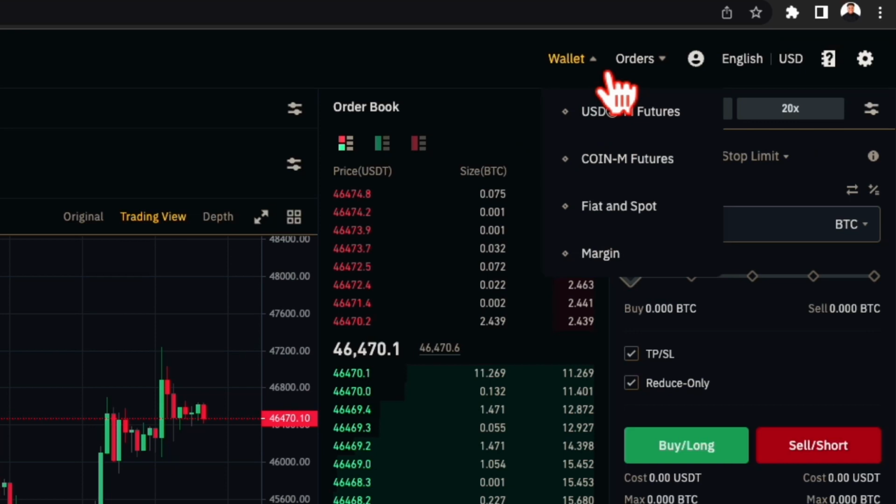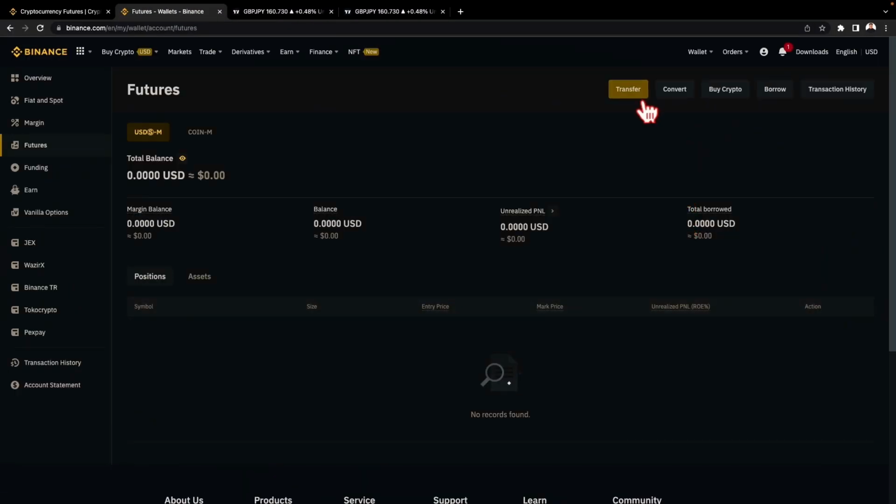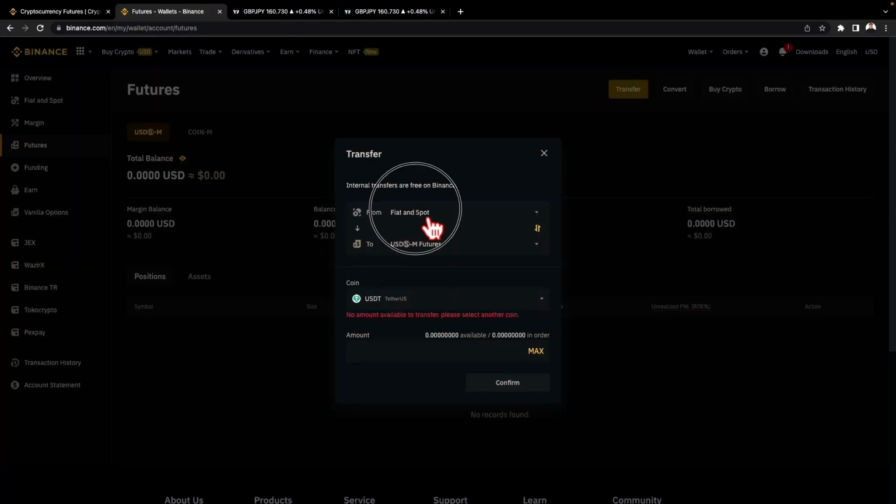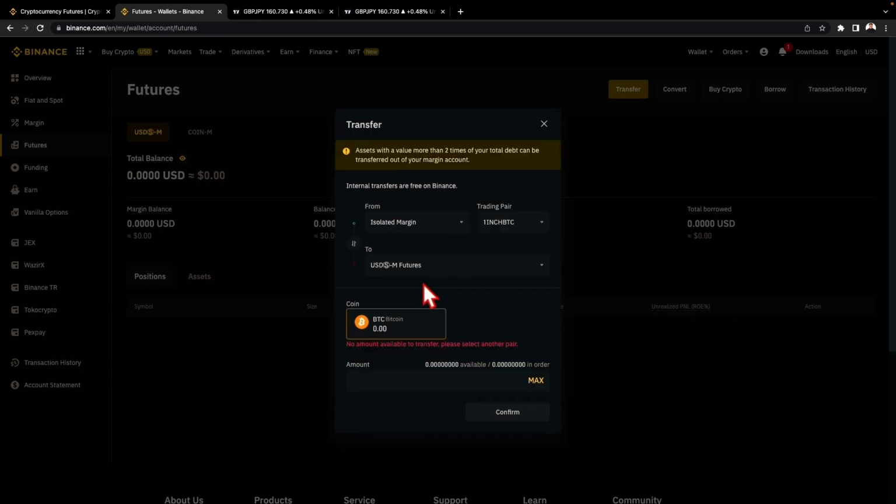So here we have wallet. If you want to transfer from your margin futures wallet to your coin futures wallet, this is where you do it. So click on the wallet that you want. It will adjust itself. So click on the wallet and do a transfer here. So you can transfer from fiat and spot or cross margin, selected margin wallet, into the wallet that you want. So you can pick any of these to transfer into.